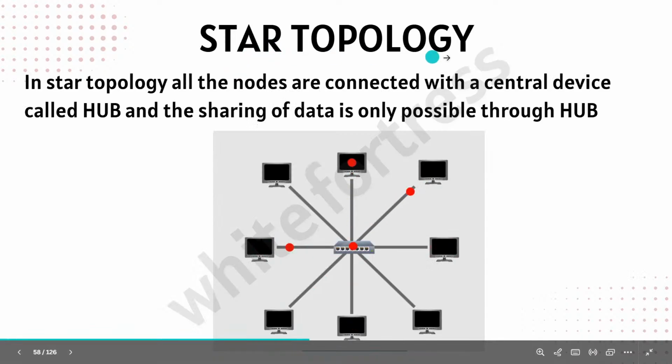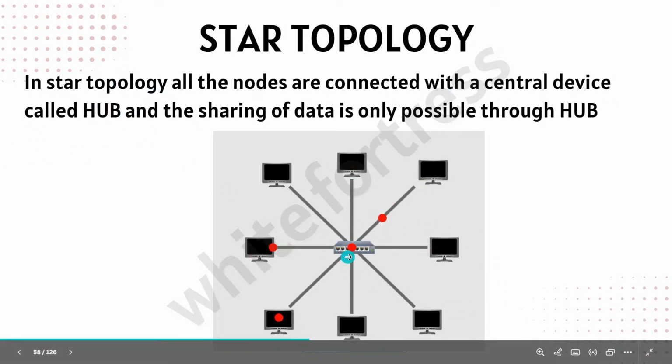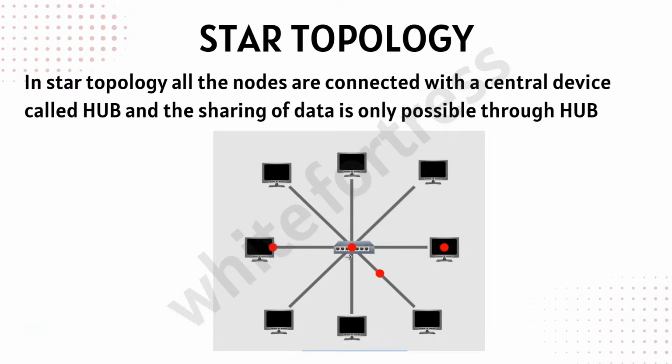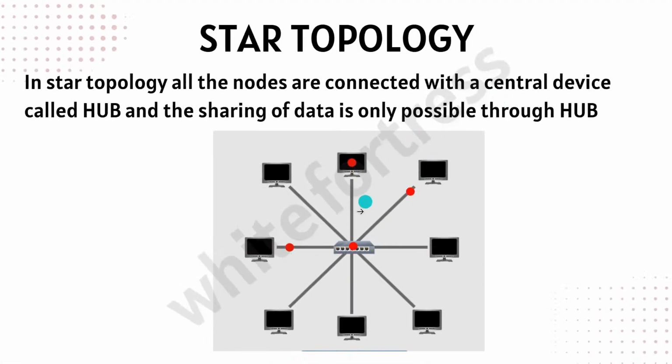Next, we have got the star topology. In star topology, all the nodes are connected with a central device called hub. Either the device will be connected to the hub or to the switch, because hubs and switches are used instead of connecting it directly to the router.